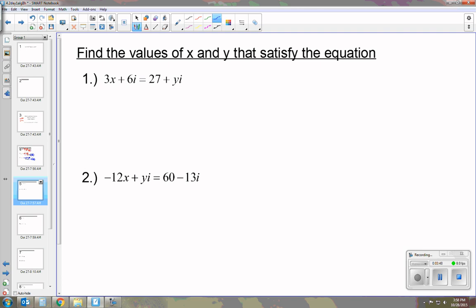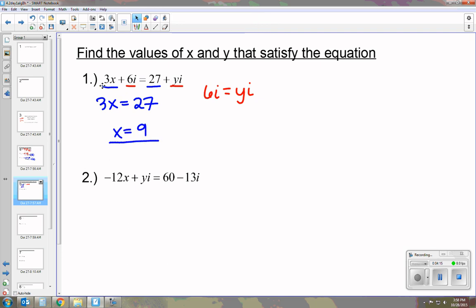It says find the values of x and y that satisfy the equation. So if we look at this, these two equations are equal, and we can set the 3x and the 27 equal to each other because they're in the same place. And we can set the 6i and the yi equal to each other. So we can solve for the x and the y. Well, if we divide by 3, we get 9. And if we divide by i, we get 6.